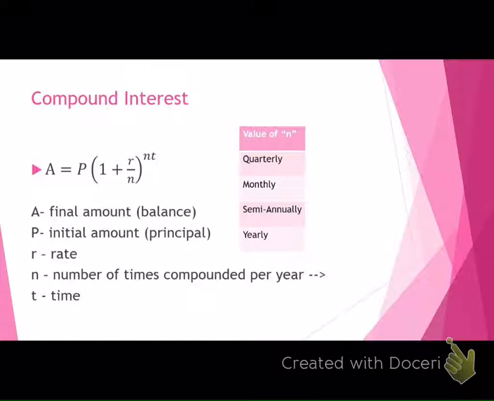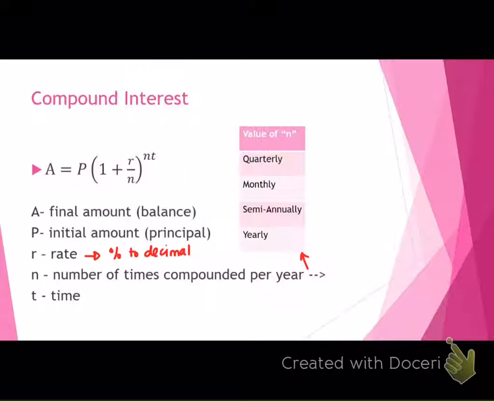The next formula is compound interest, which is what is typically used for money. A is your final amount or your balance of money. P is your initial amount or your principal, is another name for it. That's why it's a P. R is the rate. Again, we always change percents to decimals. N is the number of times compounded in a year, which is up here.